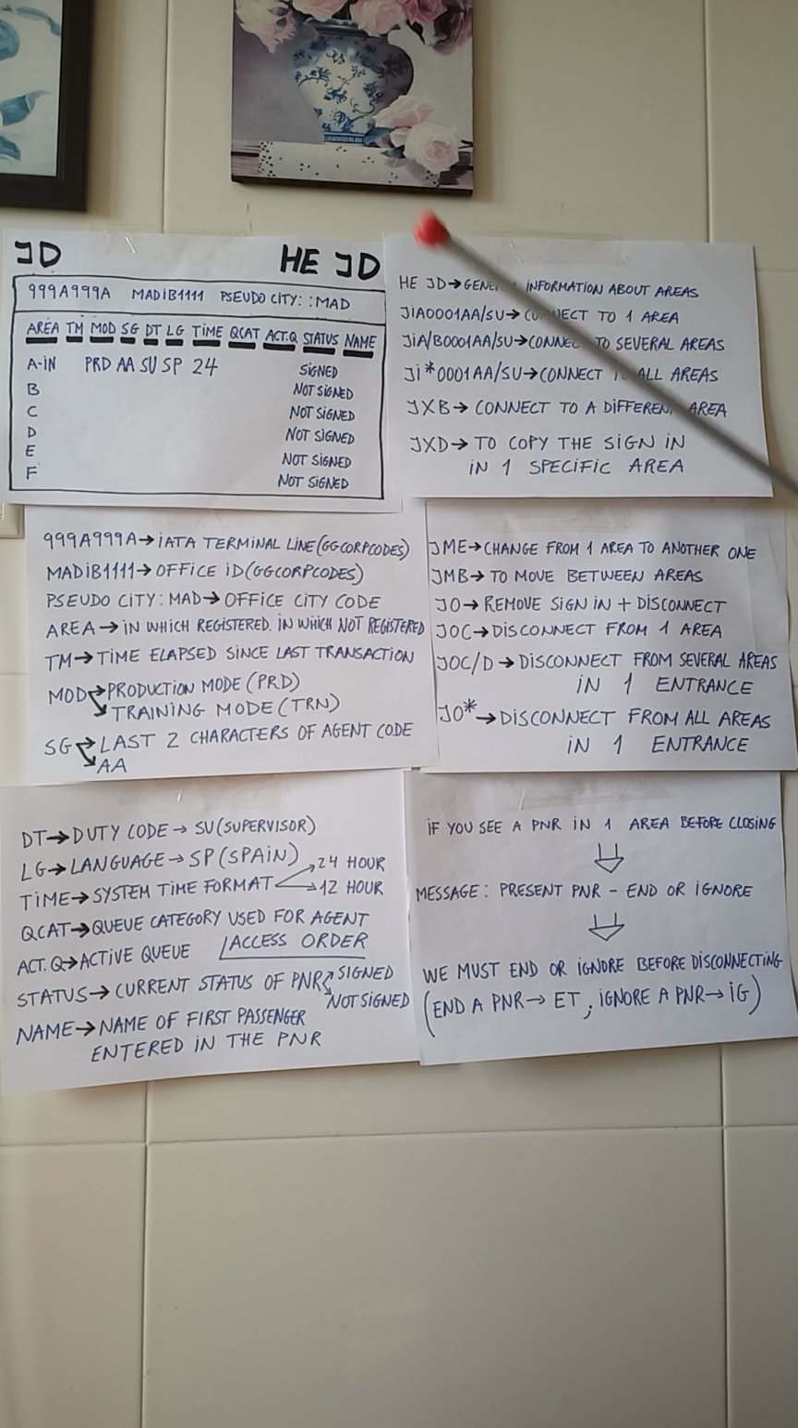HEJD, this one, is the transaction that gives access to the help pages that allow you to expand on the information that I am providing in these videos about areas. All area-related content appears with the HEJD plus enter with this. General information about areas.